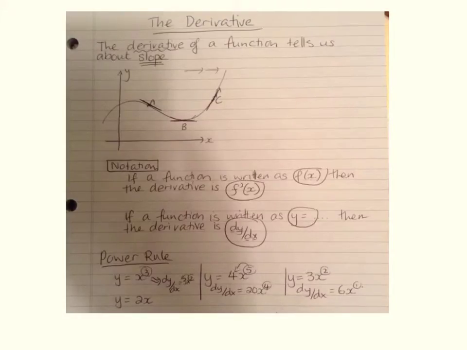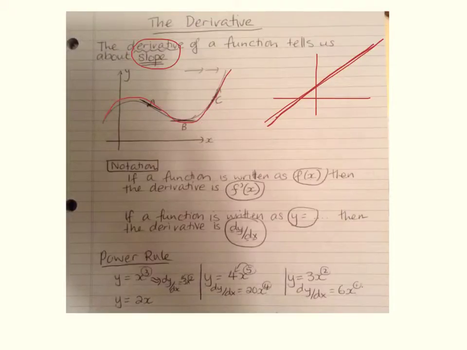In this short movie, I'm going to just talk about the derivative. Now, the derivative tells us about the slope of a function. For a linear function, the slope's easy because it's always the same. For a non-linear function, the slope changes.